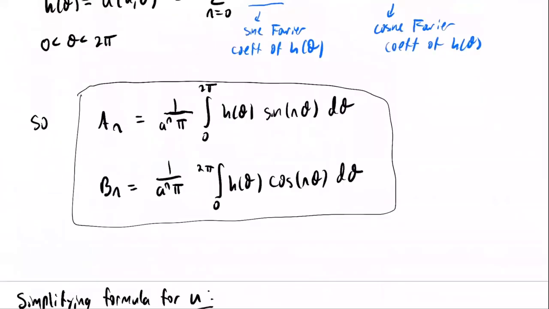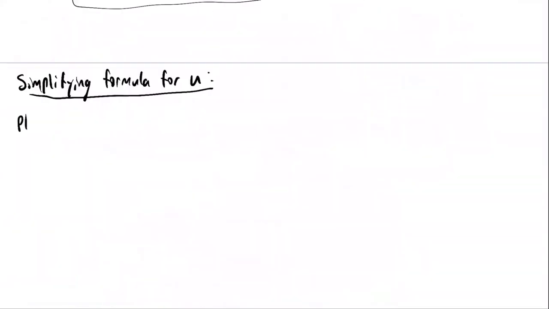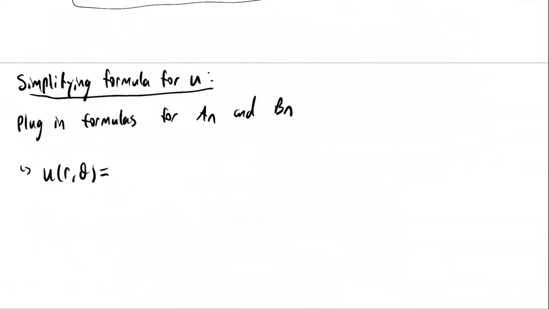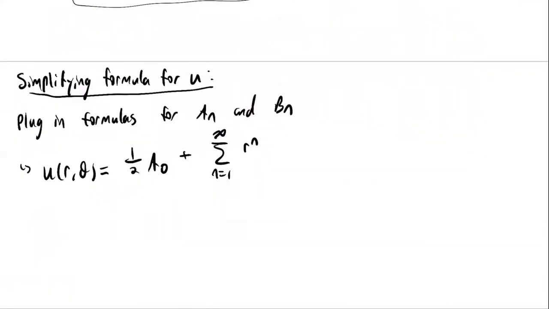Okay, and so let's begin with this. What we want to do now is plug in the formulas we have for a_n and b_n, right? If I plug these formulas in, we end up with u of r, theta equal to 1/2 a sub 0, plus the terms when n is bigger than or equal to 1, so the sum from n equals 1 to infinity. Well, we have r to the n, which was already there.